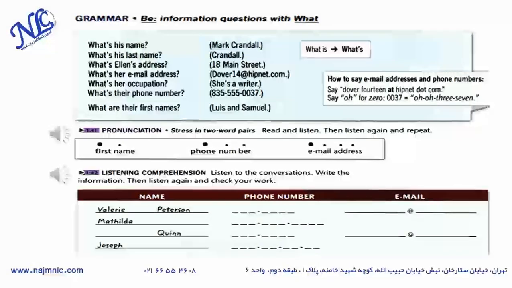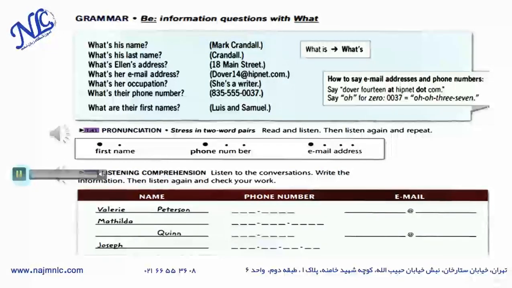Okay. In this practice, we learned that when we have 2 words, the first one carries stress. For example, here we have 2 words, first and name. Which one carries the stress? First. Here, phone number. Which one? Phone. Here, email address. Which one? Email. Good. Next part. Listen to the conversation and write the information.